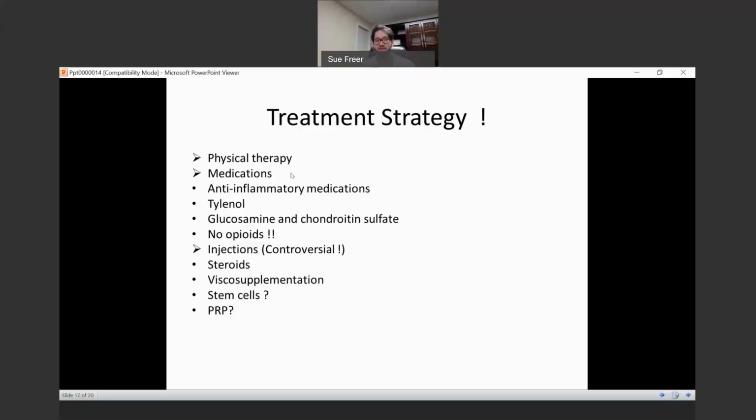The treatment strategies here are quite similar to the knee. Here it's physical therapy and weight reduction, so you could add weight reduction to this slide. And medications, again, anti-inflammatory medications for mild or moderate forms, Tylenol. The supplements, exactly what we talked about in the knee. There is no evidence here to regenerate the cartilage, but some patients get some placebo effect from that. Again, I strongly recommend that you don't start your patients on opioids for mild or moderate arthritis.